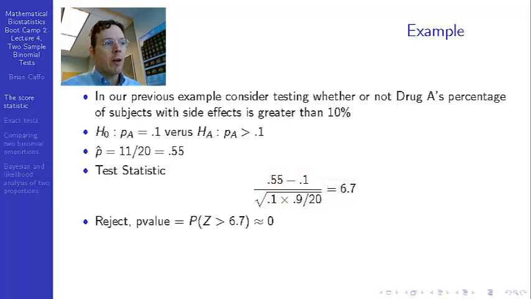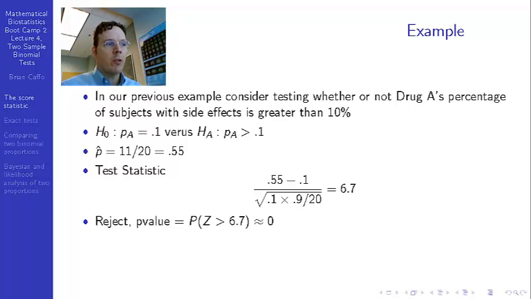We reject. Our critical value for a one-sided test is going to be about 1.65, or for a two-sided test it would be about 2. Either way, 6.7 is going to be bigger than it. And then our p-value, the probability of getting a z bigger than 6.7, is of course nearly 0.